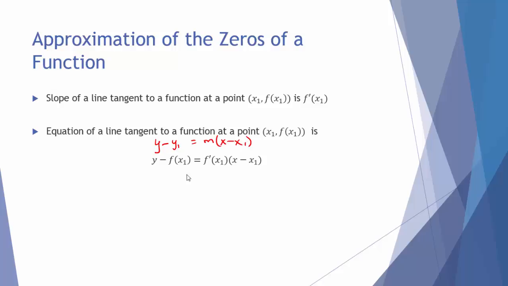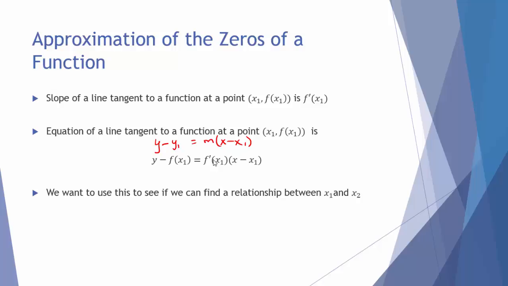Now we're going to change that up just a little bit in that instead of saying y sub 1, we're going to say f of x sub 1, but that's just function notation. And then instead of saying m for slope, we're going to call it the derivative evaluated at x sub 1, because this is specifically the tangent line. So this is how we write the equation of the line in calculus.